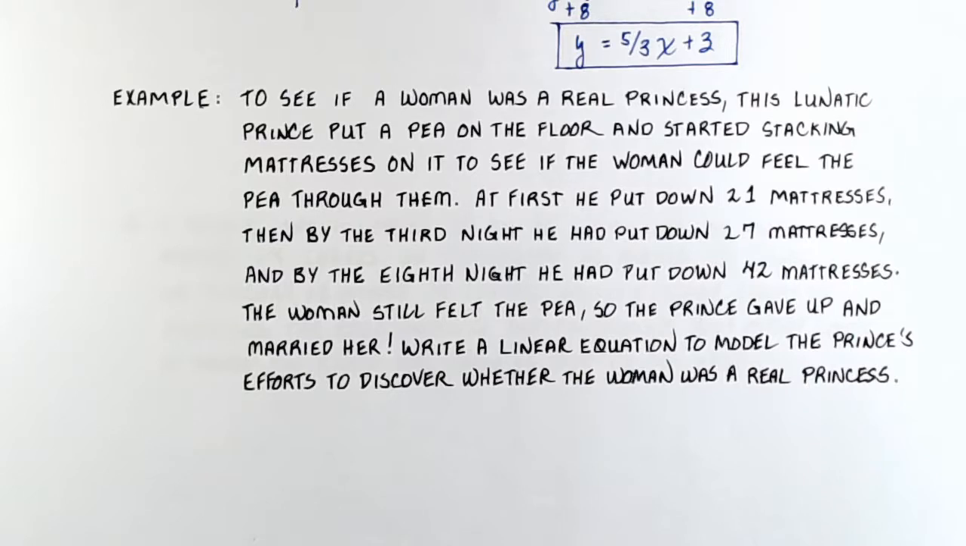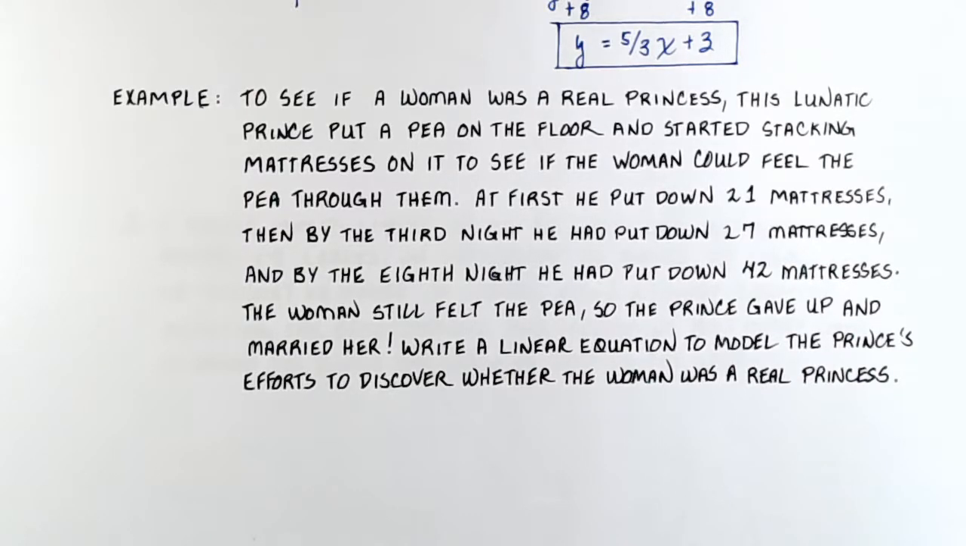To see if a woman was a real princess, this lunatic prince put a pea on the floor and started stacking mattresses on it to see if the woman could feel the pea through the mattresses. At first, he put down 21 mattresses. So on the first night, the way the story is, he puts down more and more mattresses every night until he's convinced that she's a princess.